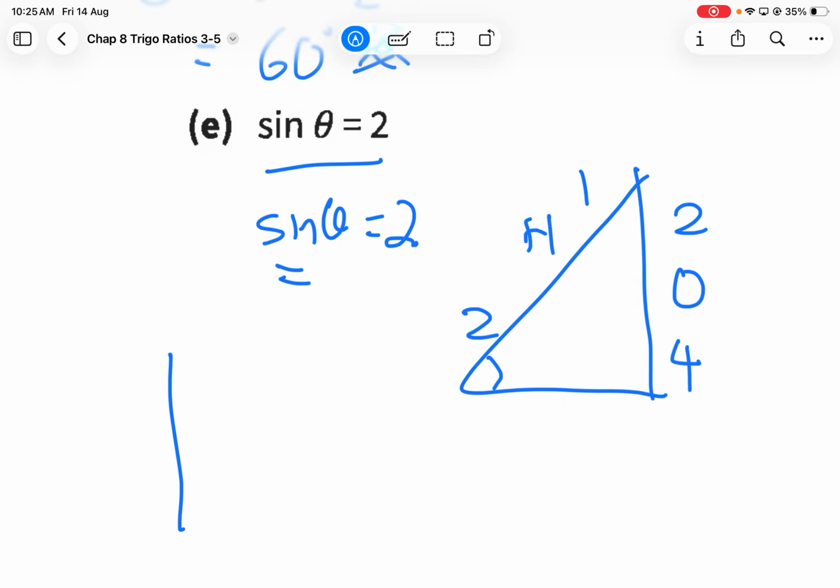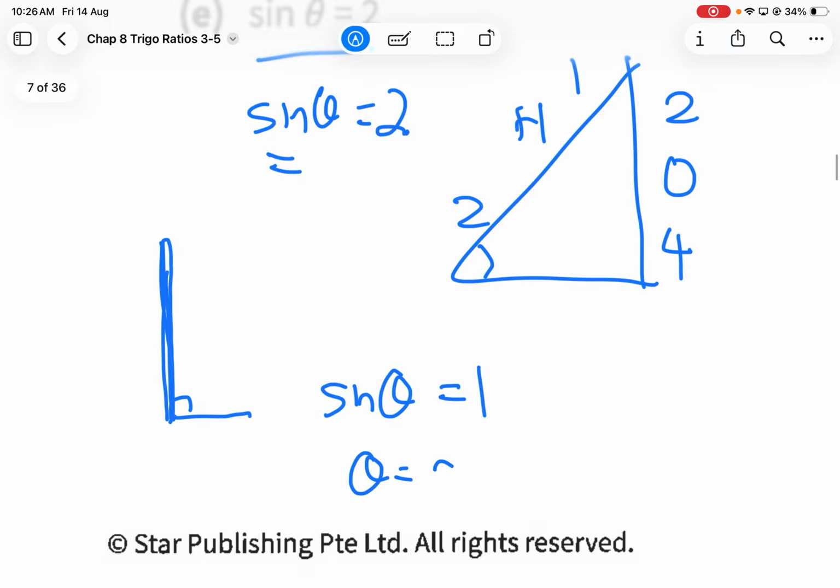When my angle is like that, it is actually no longer a triangle. It is like that. Then my opposite is my hypotenuse already. So that's why when you key in sine theta is 1, you go and sine inverse of 1, you will get 90 degrees. Because the opposite is the same length as my hypotenuse.